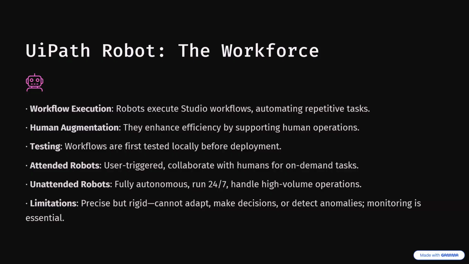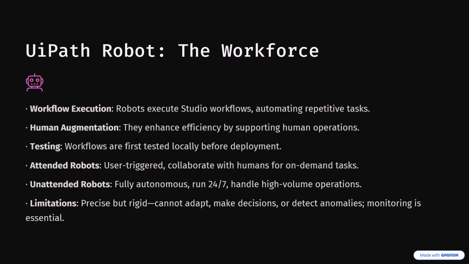UiPath provides two main types of robots: attended and unattended. Attended robots work alongside humans, assisting them on the same machine. They are triggered by the user when needed. For example, an attended robot can help a customer support agent by automatically filling forms or extracting data while the agent focuses on solving the customer's query.